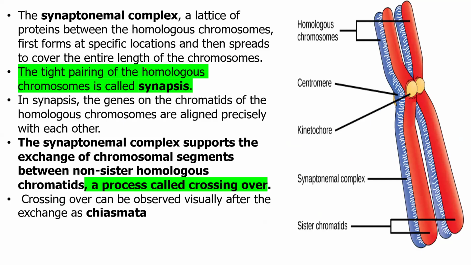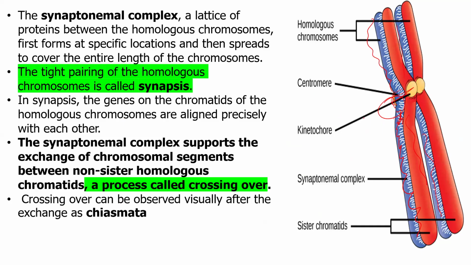So we have understood the synaptonemal complex. Look at an image: the synaptonemal complex, centromeres and kinetochores where it is attached. The synaptonemal complex is a lattice of proteins formed between the homologous chromosomes when they are closely paired with each other. It forms at a specific location and then spreads to cover the entire length of the chromosome. So this protein complex is present between the two partners.